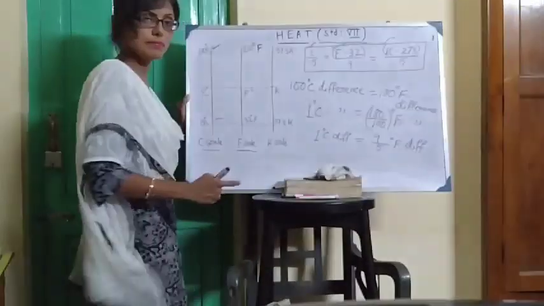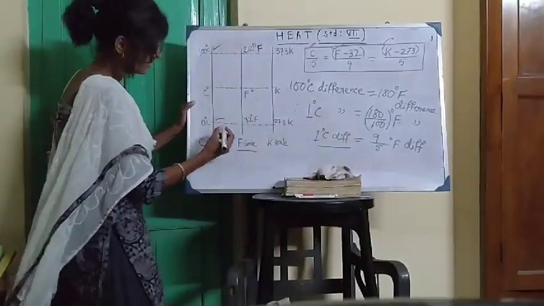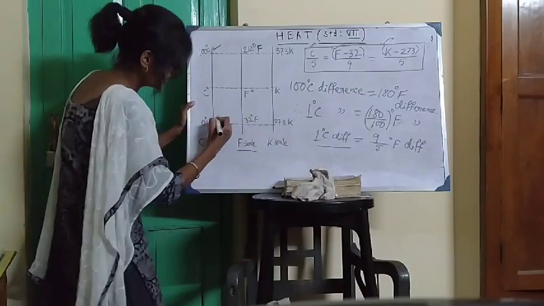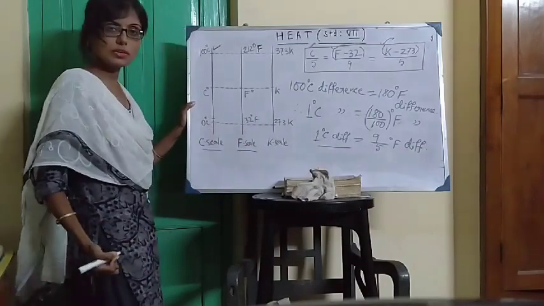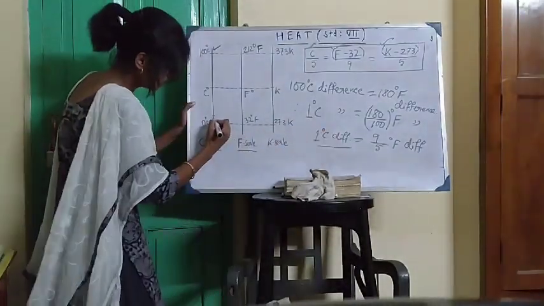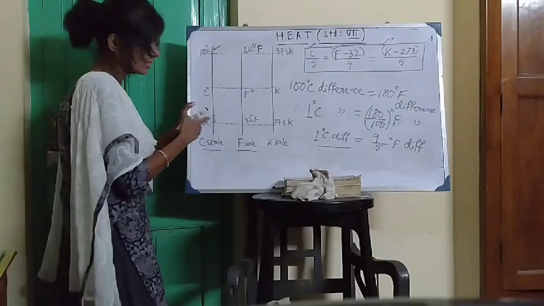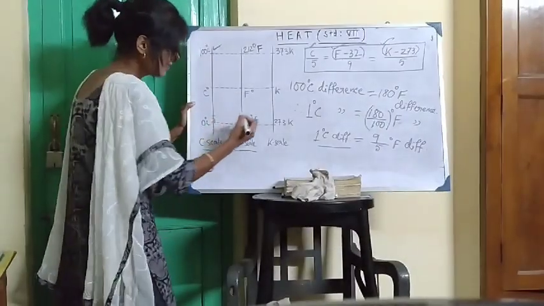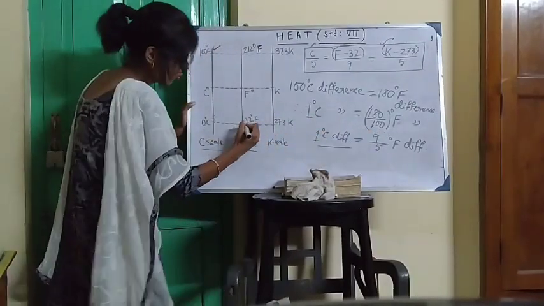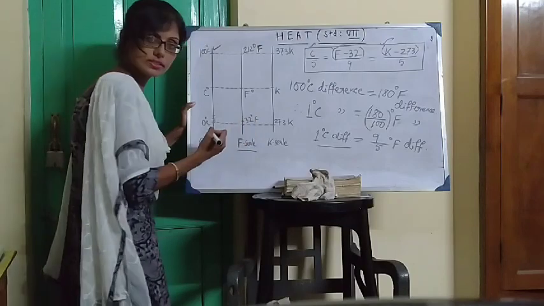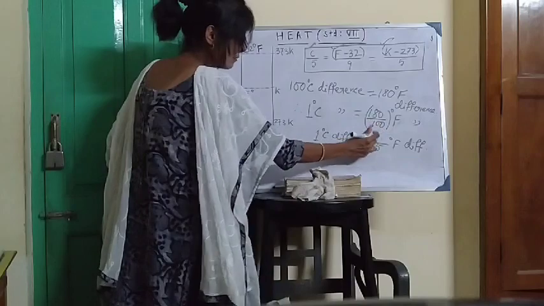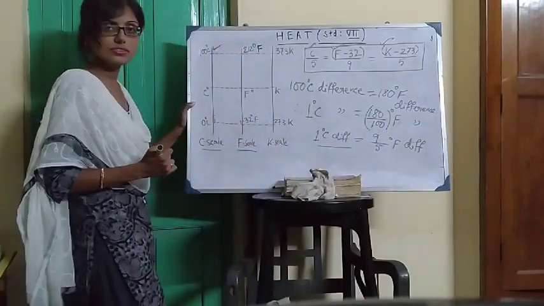What is the meaning of the line? 1 degree Celsius difference means, this is 0 degree. Which one is 1 degree? The next reading is 1 degree. Next reading will be 2 degree. So 1 degree centigrade difference means the difference between two successive readings. Okay, 1 degree Celsius difference is equal to 9 by 5 degree Fahrenheit difference. So this is 32, next point will be 33 degree Fahrenheit. So this difference is equal to 9 by 5 degree Fahrenheit is equal to 1 degree Celsius difference.